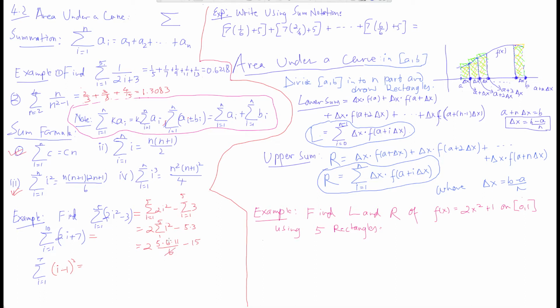So now cancel 6 and 6. What do you get? You get 5 times 2 is 10 times 11 is 110 minus 15. That will be 95. That's what you get.